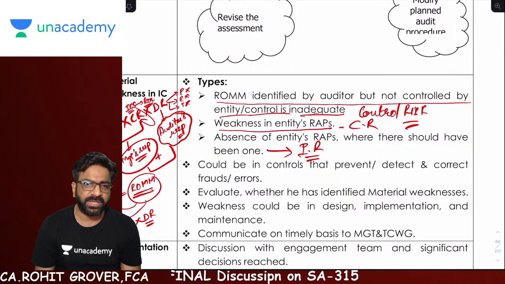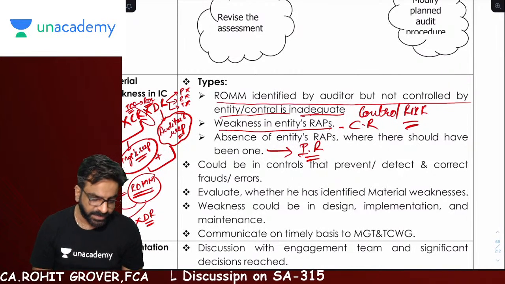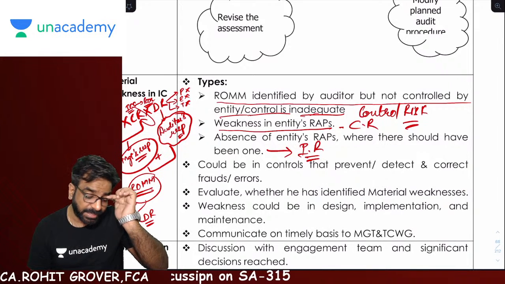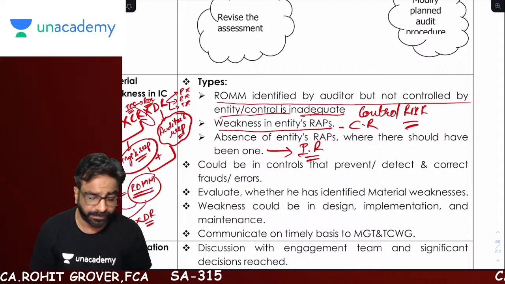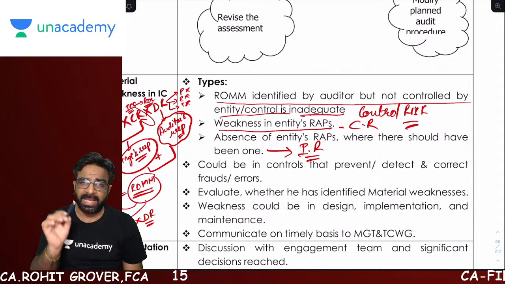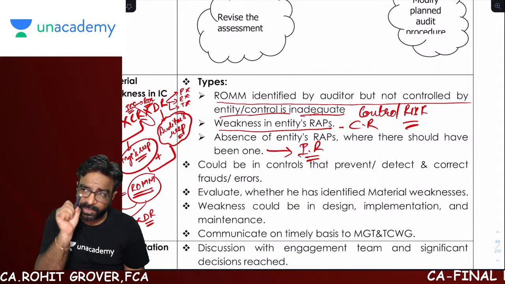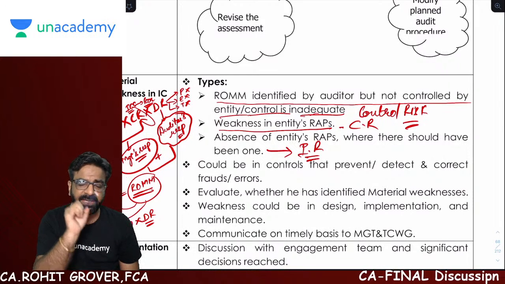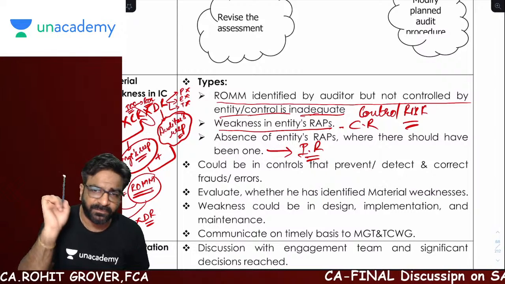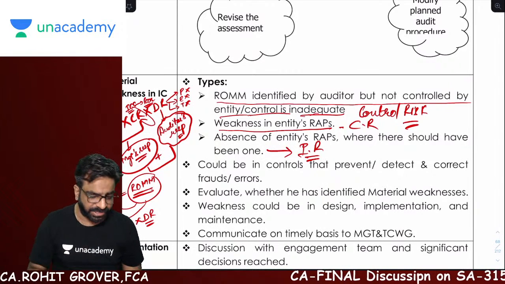Yes, Vinita, you are absolutely right. Harsh, please look at the comment of Vinita. You will automatically come to know what Vinita is trying to tell. So remember one thing, detection risk is purely dependent upon inherent risk and control risk. That's the reason risk of material misstatement will come first. After that only detection risk will come.